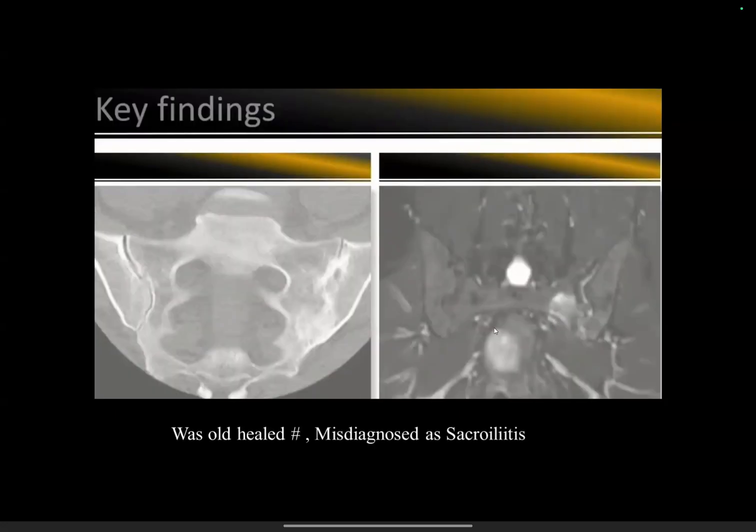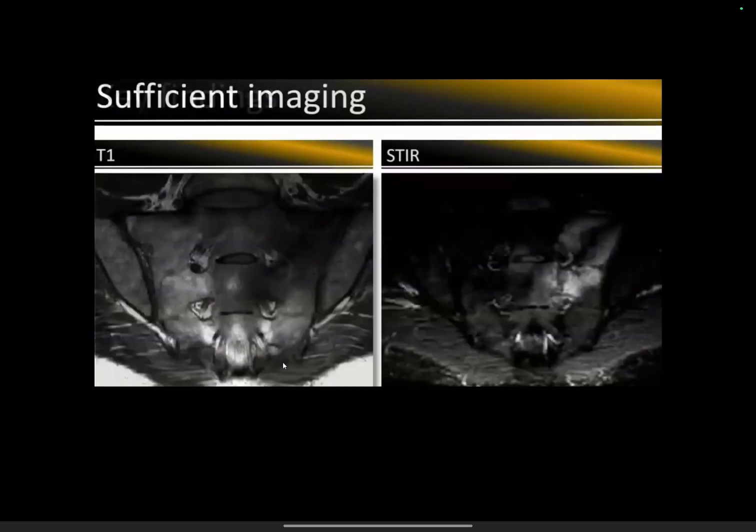It was a healed fracture, and on follow-up imaging on CT, some sclerosis was seen, so this was misdiagnosed as sacroiliitis. That is what I have been emphasizing: just the presence of signal abnormality doesn't make it sacroiliitis. It could be a post-traumatic thing also. So sufficient imaging and sufficient clinical history become of prime importance before labeling this disease, right?